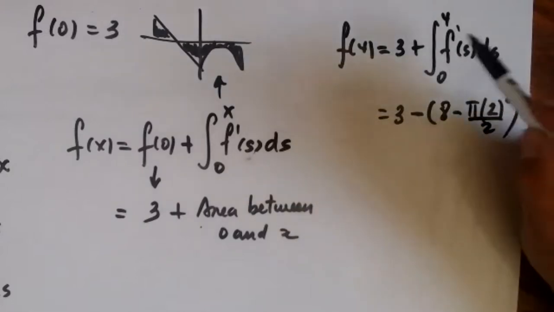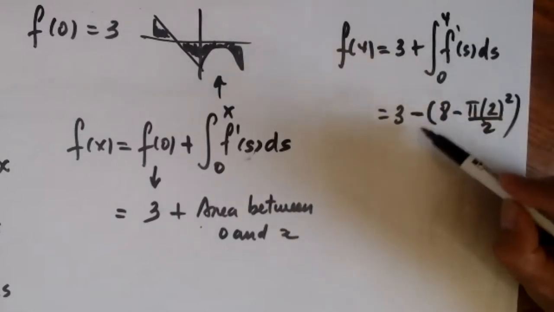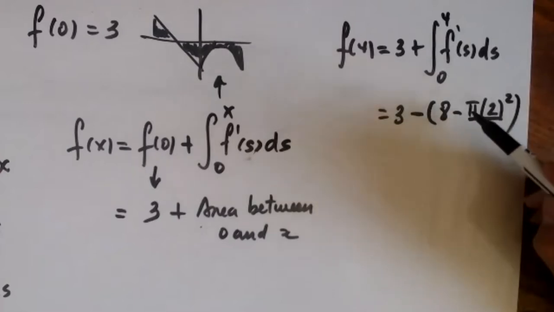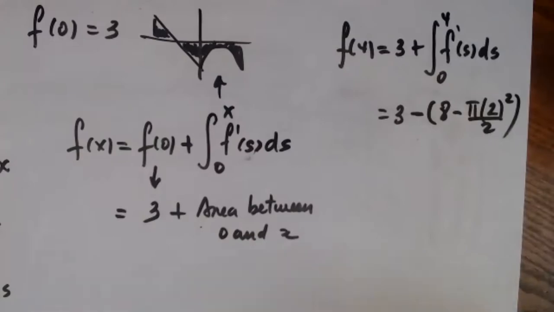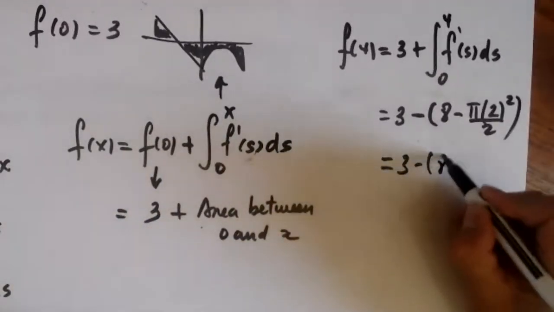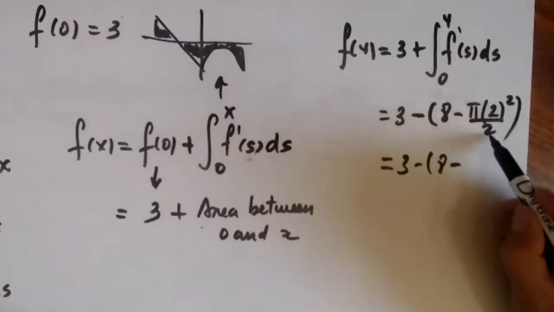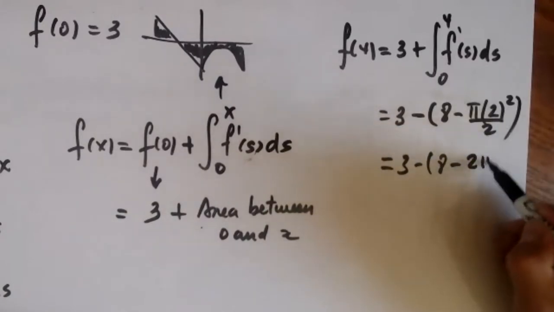Why? Because this is below the axis, so the area is negative. But I'm going to subtract this one: pi radius squared, the radius is 2, pi radius squared divided by 2. So I'm going to do now my numbers. So it's 8 minus 4 divided by 2 is 2. So it's just 2 pi.